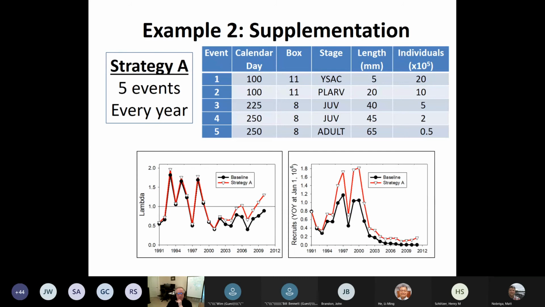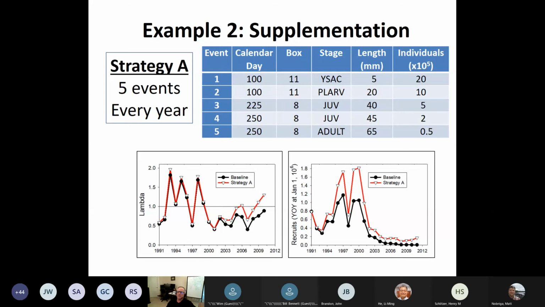And then I'm almost there. What's a second example? Again, we'll revisit this a bit. This is now brand new. And you'll notice the baseline has changed. It's no longer 95 to 2005. It's 91 to 2012. I was asked to add a supplementation.